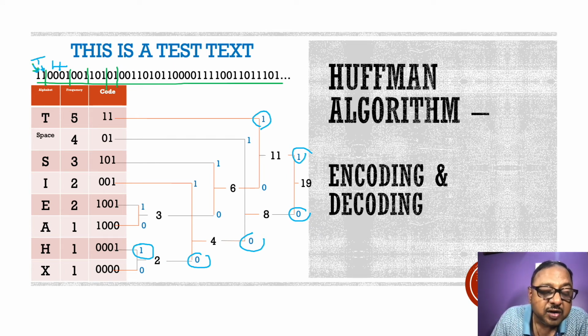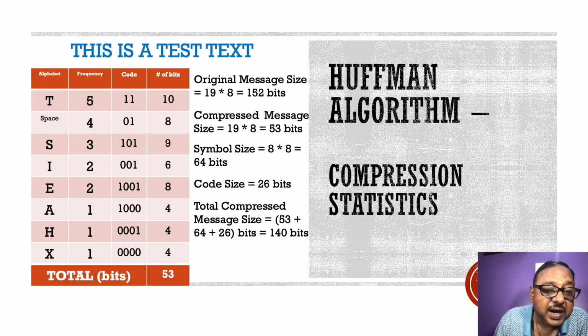So once I have encoded and decoded, let us see what is the kind of compression I get. In the original message I had 19 characters. Each character would have taken 8 bits. So this adds up to 152 bits. My original message would have been 152 bits.